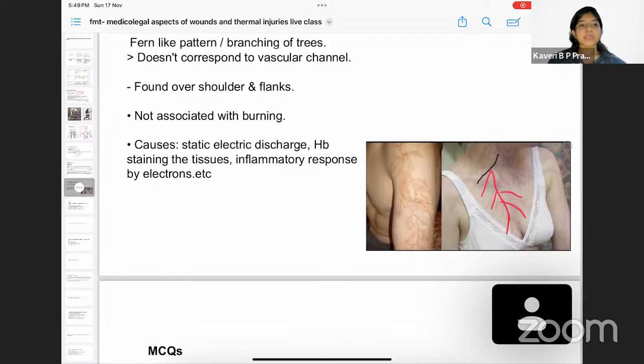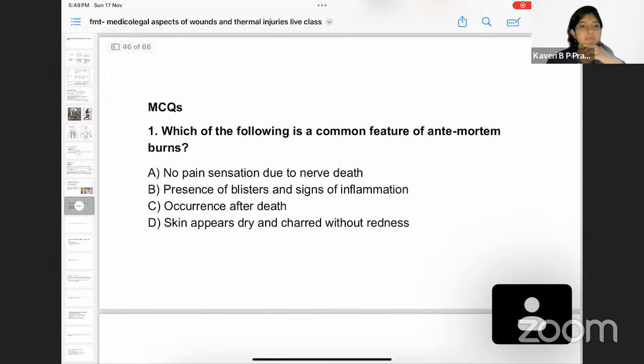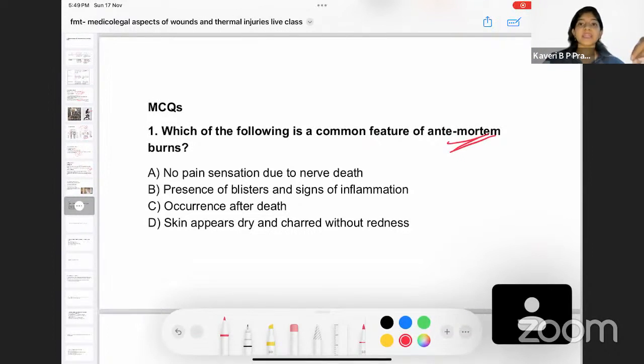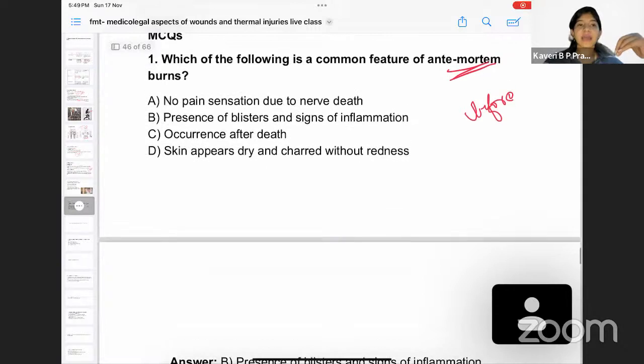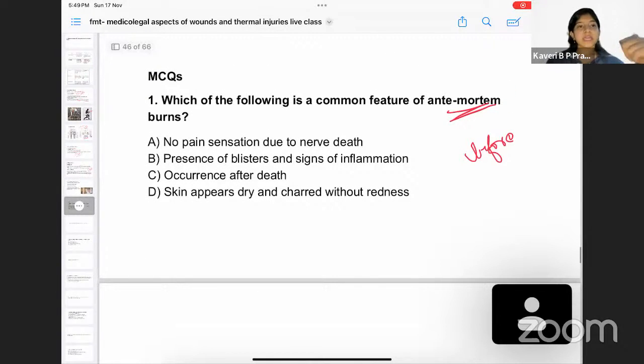Now, coming to the various MCQs in this chapter, the number one MCQ is, which of the following is a common feature of an ante-mortem burn? Remember, in this question, they're asking ante-mortem. So what did I tell you? Ante-mortem means a burn that is happening before the death of the person. So they're asking which is a common feature of an ante-mortem burn. Option A, no pain sensation due to nerve death.